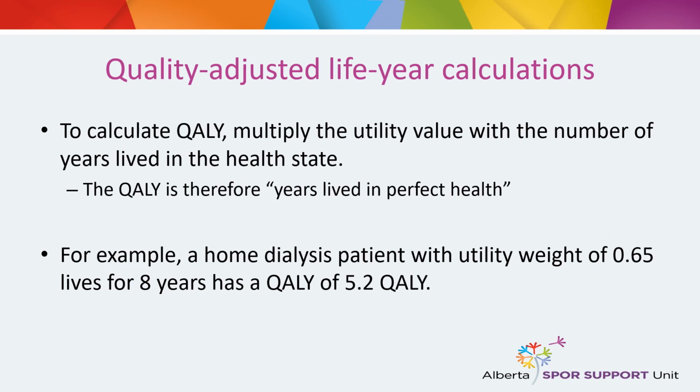To calculate quality-adjusted life years, multiply the utility value with the number of years lived in the health state. For example, a home dialysis patient with a utility weight of 0.65 who lives for 8 years has quality-adjusted life years of 5.2.